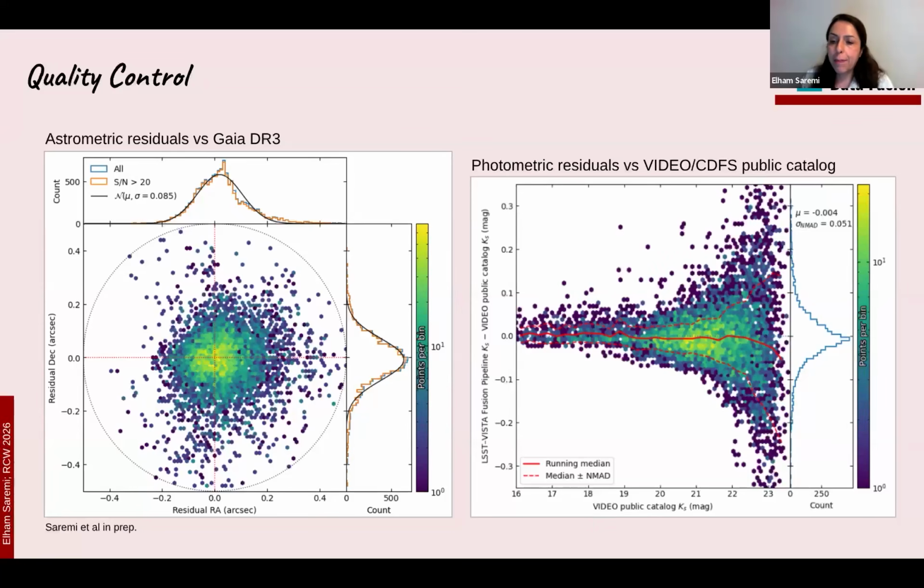Because the aperture definitions are not exactly the same, we first remove a small constant stellar offset of around 0.1 magnitude. After that, the residuals are centered close to 0 over most of the magnitude range. The solid line shows the running median, and the dashed lines show the scatter.